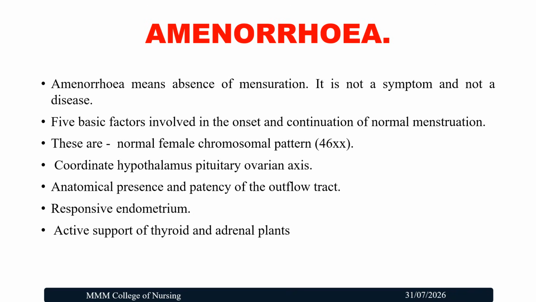The five basic factors are: first, normal female chromosomal pattern, that is 46 XX; second, coordinated hypothalamus-pituitary-ovarian axis; third, anatomical presence and patency of the outflow tract; fourth, responsive endometrium; and the fifth is active support of thyroid and adrenal glands. These are the main five basic factors involved in the onset and continuation of normal menstruation. If there is any defect in any one of these basic factors, menstrual irregularities usually occur.